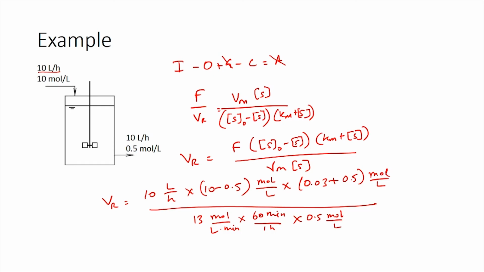moles per liter. So, now these liters cancel off and this mole cancels off, this mole also cancels off, and we have these 2 liters getting cancelled off and the hour terms getting cancelled off. So, finally, we get dimensions of liters, which would mean the volume can be calculated from here as Vr equals 0.129 liters. So, this would be the volume of the reactor which is required for getting 95% conversion of the substrate which is being fed.